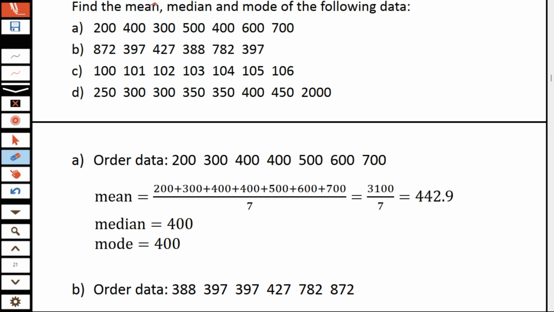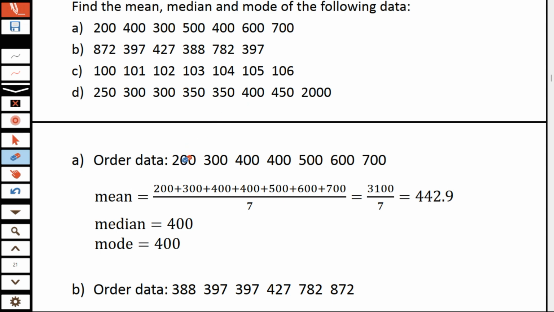It said find the mean, median, and the mode of the following data set. So for A, we have 200, 400, 300, 500, 400, 600, and 700. And then we have been asked to calculate the mean. So the first thing that should come to our mind, since we are going to calculate the median and the mode, is that we have to first arrange our data set in order of magnitude from the smallest to the highest.